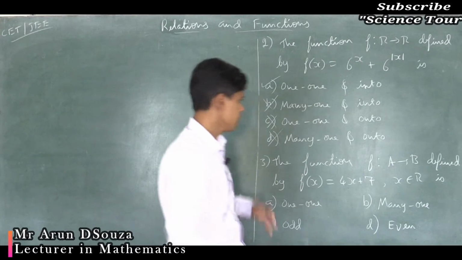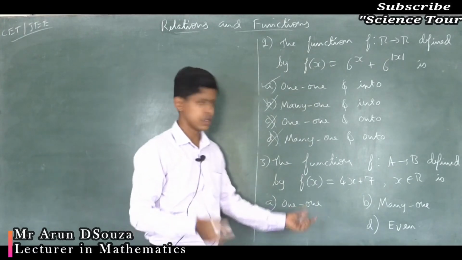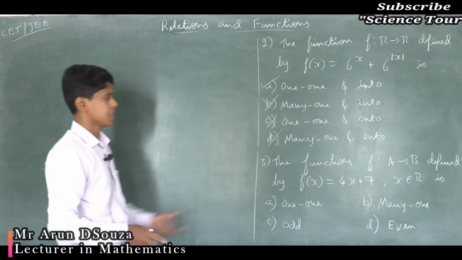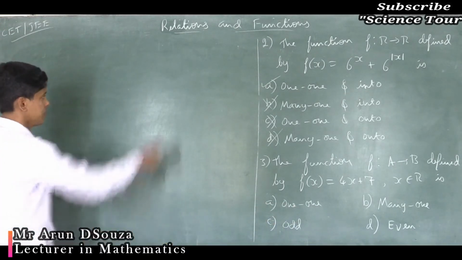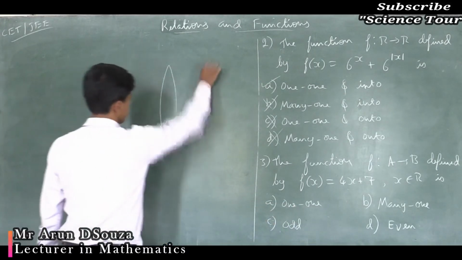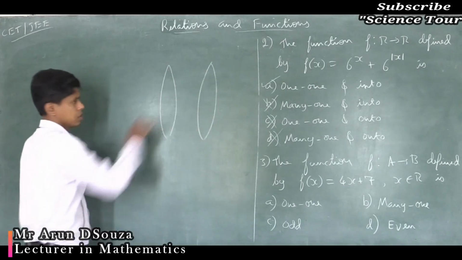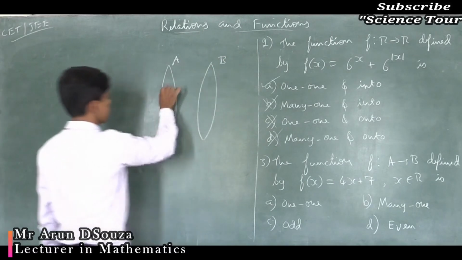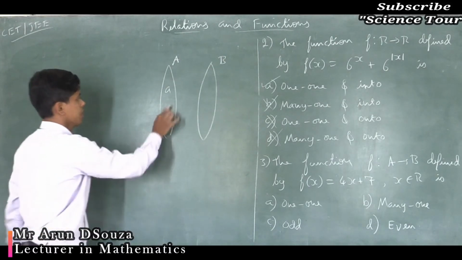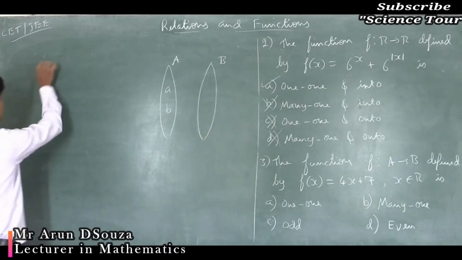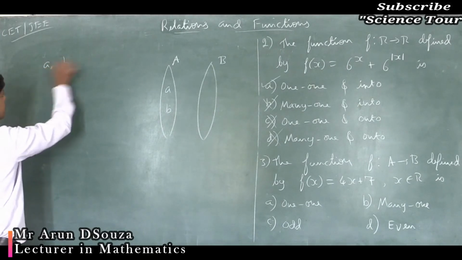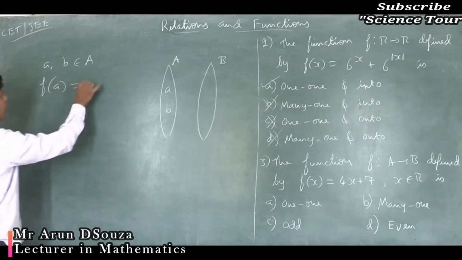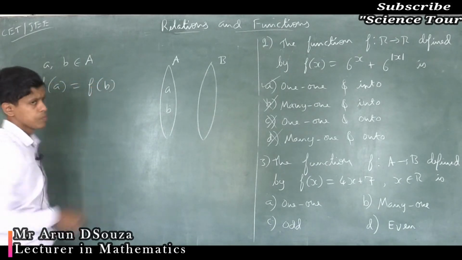Now, how do you prove that it is 1 1? Okay. So, how do you prove that it is 1 1? You have to take two elements in the domain. So, we will take two elements a and b, right. So, you take a and b belong to A, then consider that f of a is equal to f of b.